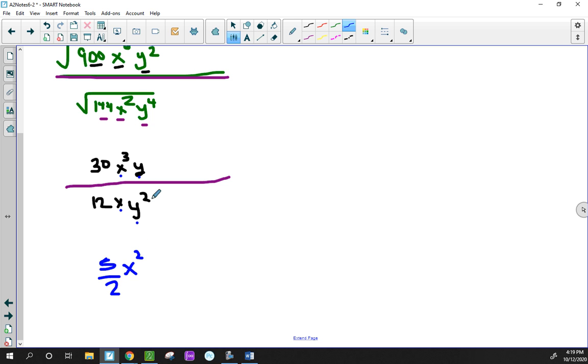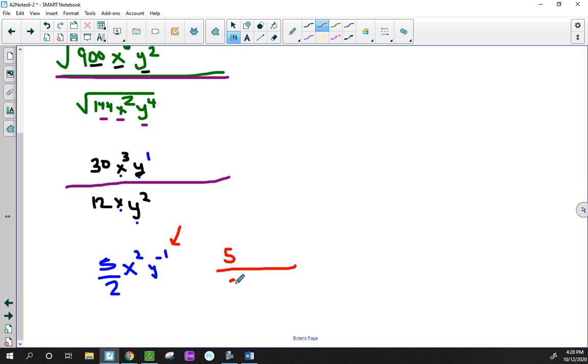And then y divided by y to the 2nd, remember you're subtracting powers. So 1 minus 2 is actually a -1. And this also brings up another point: you learned in algebra you can't leave negative powers. And so it's best to change the position of it.